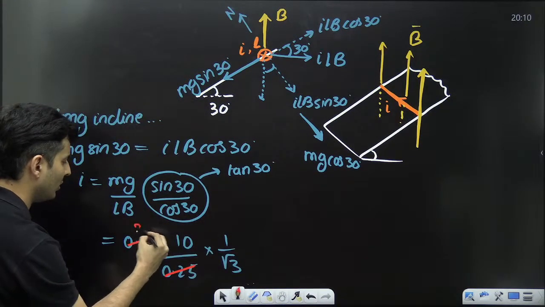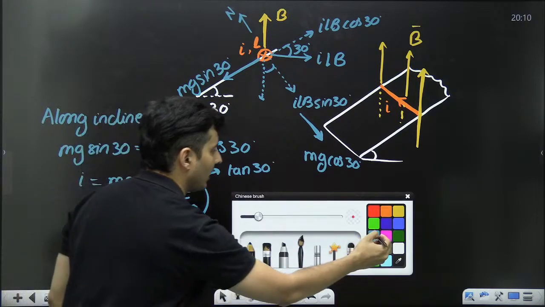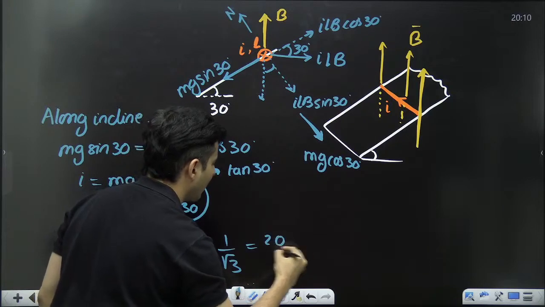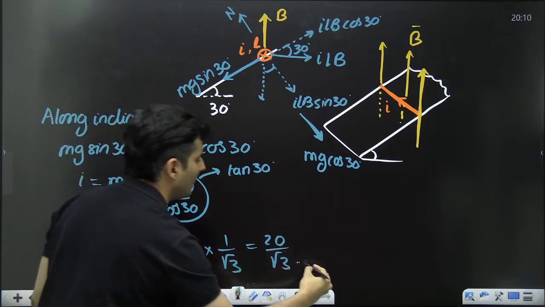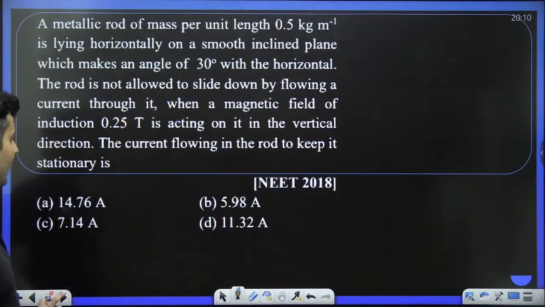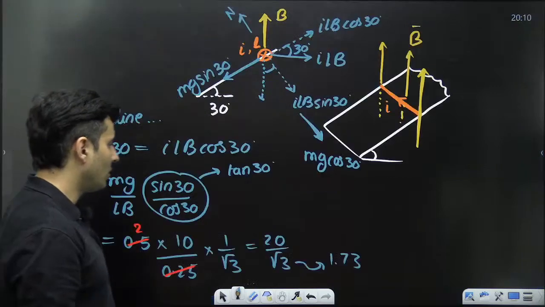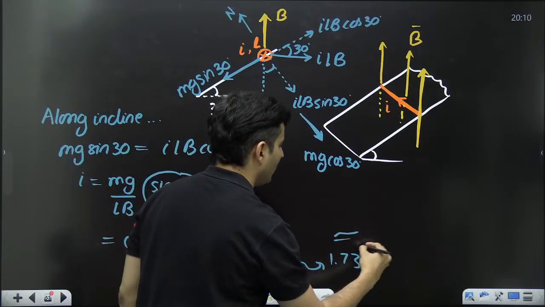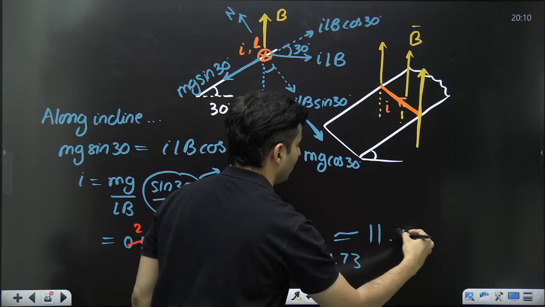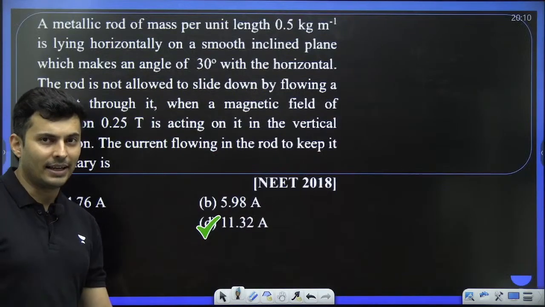0.25 goes with 0.5 two times, right? So 2 by root 3 into 10. So this is basically 20 by root 3. If you put the value of root 3 as 1.73, you will get the answer as 11.32 amperes. So this approximately will come out to be 11.3 amperes or something like that. Okay, so that's what the final answer is.